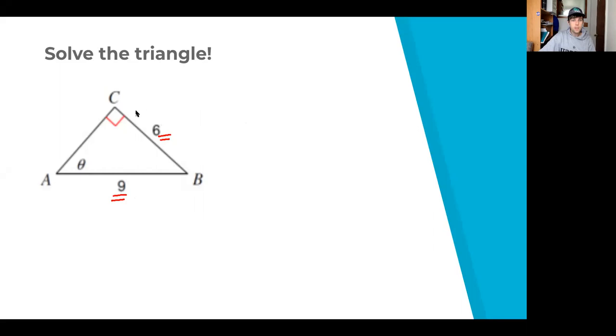So we need to find the length of AC over here. So we need to figure out what AC equals. We need to figure out the measurement of angle A. And we need to find the measurement of angle B. It would be perfectly valid for us to start with any of these things, really. We have enough information to find any one of them. I'm going to go ahead and start by solving for side AC.